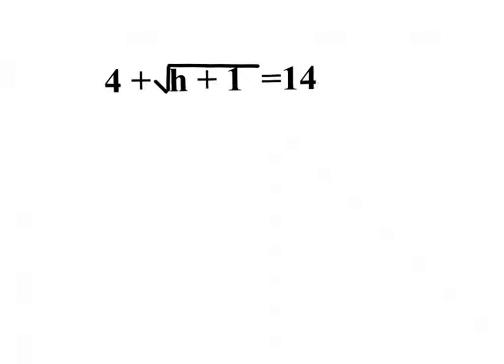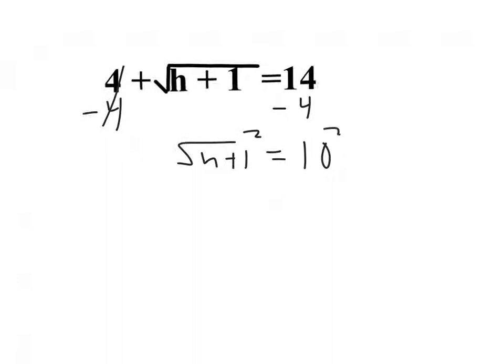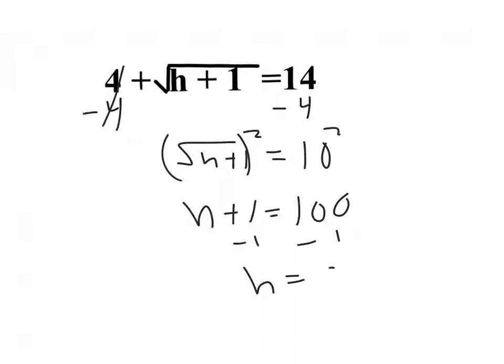All right, you guys work this one out. All right, so check over mine. I want to subtract 4 from each side first because I want to isolate the radical. I want to get the radical sign, which is what's under it, h plus 1, by itself. So I want h plus 1 here, and on the other side, I've got 10. So I square both sides. It gives me h plus 1 here, and it gives me 100 here. So h must be 99.